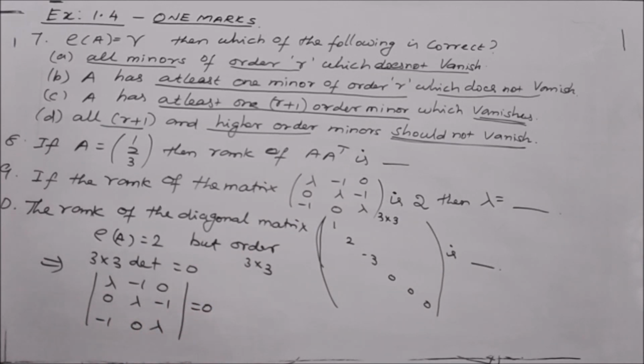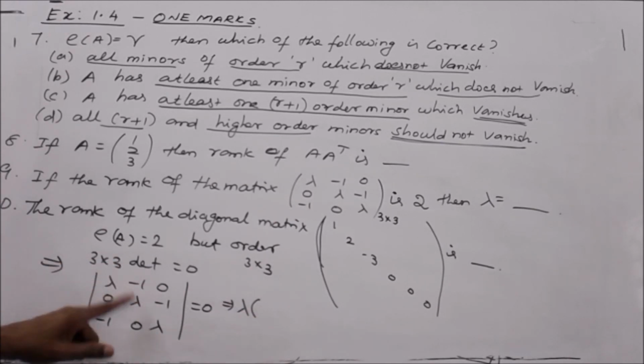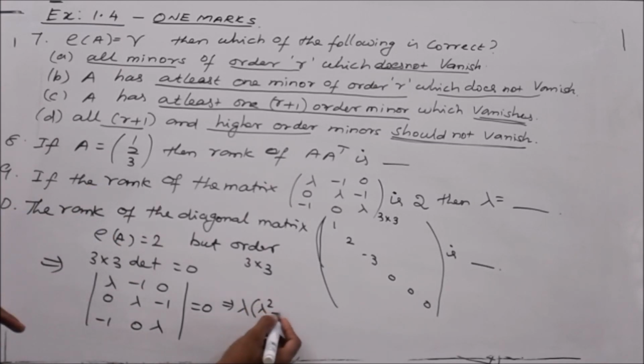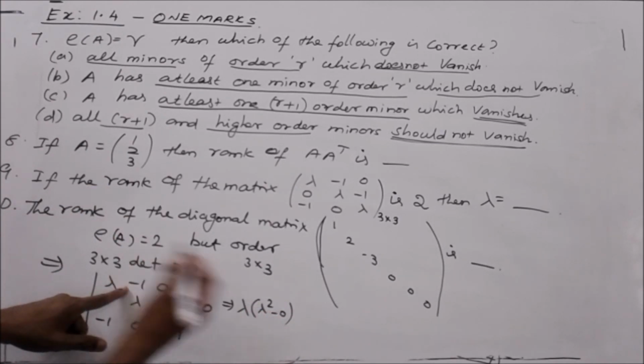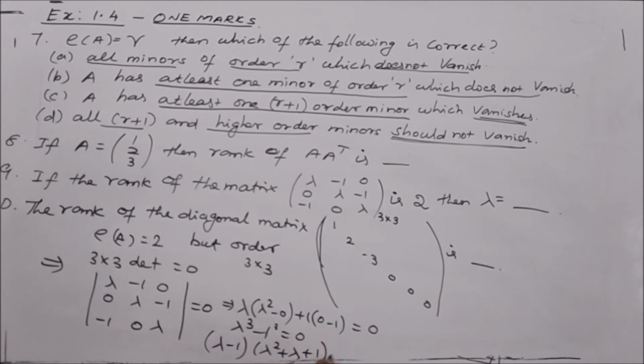Now expanding this, lambda into lambda square minus 0. Then minus 1, change its sign because of its cofactor, 1 into 0 minus 1. This is 0, you need not take that. Now simplifying, lambda cube minus 1 equal to 0. It can be simplified by using the a cube minus b cube formula, a minus b into a square plus ab plus b square equal to 0.